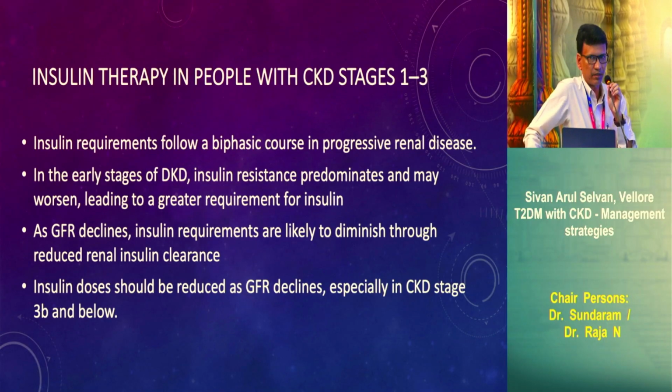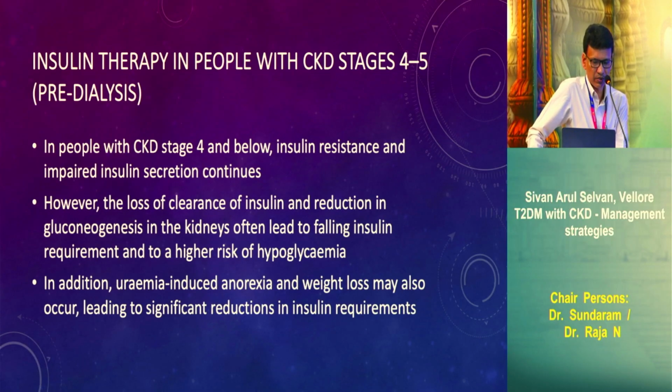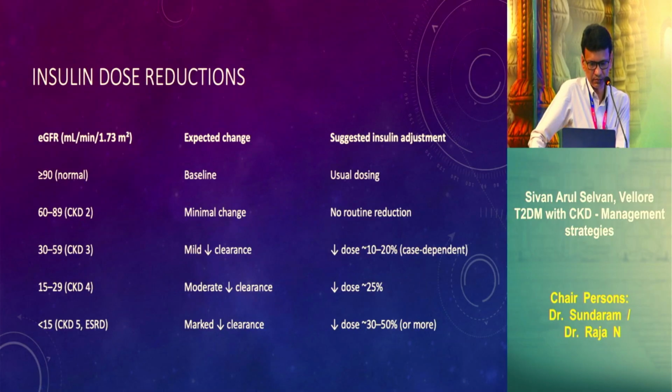Insulin, as I said, the requirement will be biphasic. In the early stages, there can be insulin resistance, so the patient may require higher doses of insulin. But as the patient's GFR progressively comes down to stage 3B, 4 and 5, the insulin dosage should be reduced because of the loss of clearance of insulin and reduced gluconeogenesis. Also, the patient can have anorexia and weight loss, all of which can cause an excessive risk of hypoglycemia.